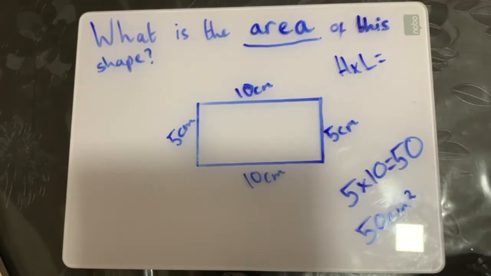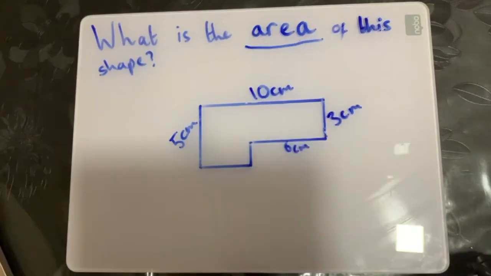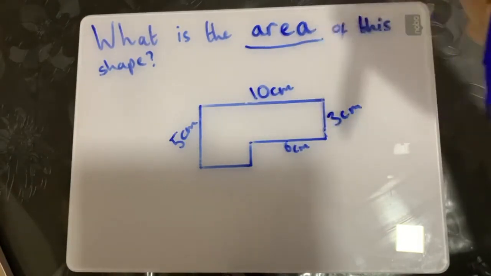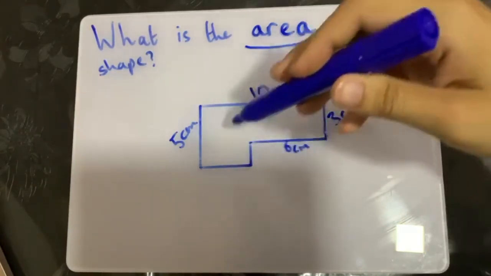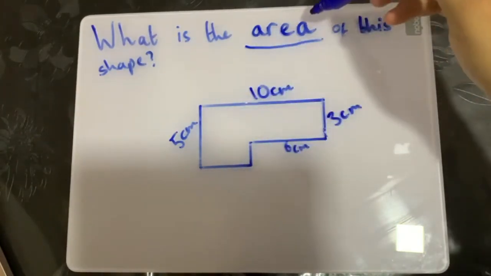So the area is 50 centimeters squared. Now I'm going to show you one more question when your shape might be a little bit irregular and you need to do some more working out. Okay, so this is my last question. Now, I don't have a square or a rectangle here. I've got a bit of a weird L shape on its side, and I need to find the area of it.